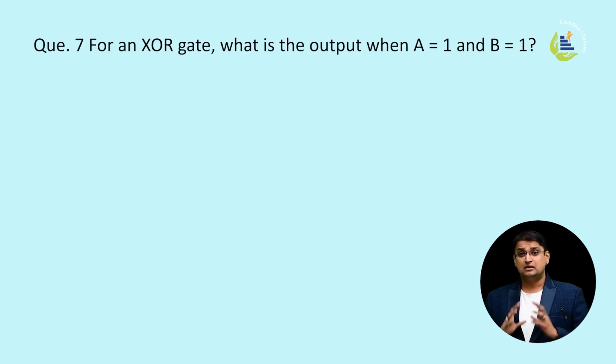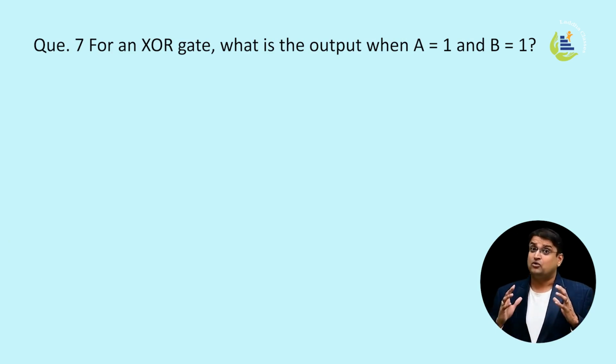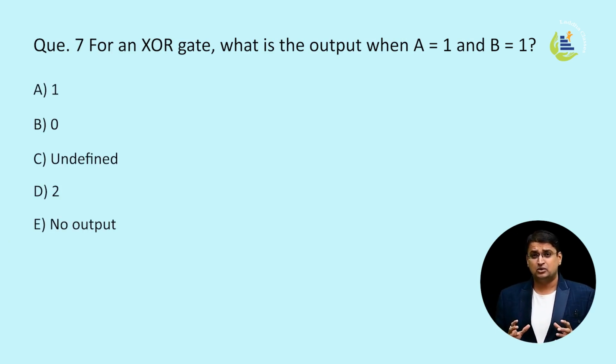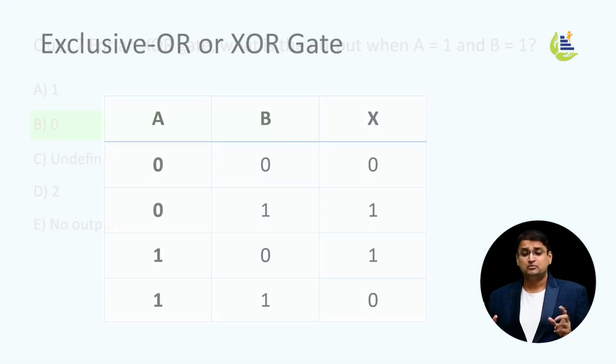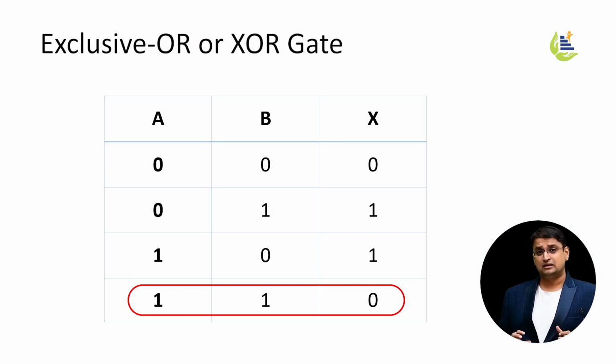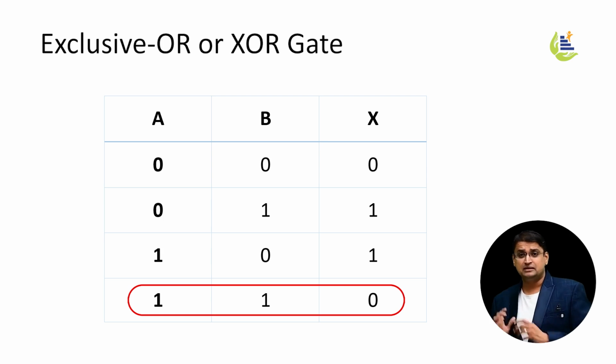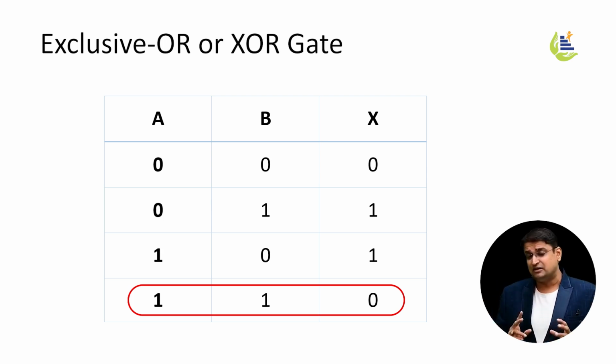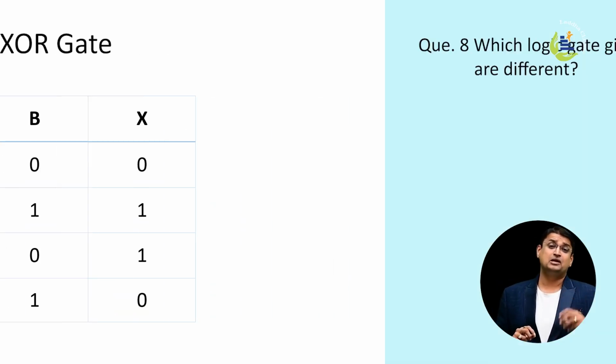Question 7. For an XOR gate, what is the output when A is 1 and B is 1? Options are 1, 0, undefined, 2, no output. Correct answer option is B, 0, because for an XOR gate, the output is 1 when the inputs are different. When both inputs are the same, the output is 0. XOR outputs 1 only for differing inputs. Question 8.